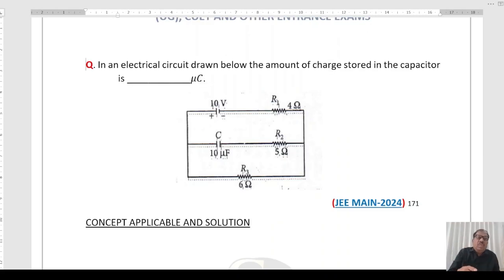Question is, in an electric circuit drawn below, the amount of charge stored in the capacitor is, answer should be given in microcoulomb. Circuit is like this: 6 ohm, 10 microfarad capacitor, R2 is 5 ohm, R1 is 4 ohm, 10 volt battery is connected. Question is taken from JEE Main 2024. Concept, applicability and solution.